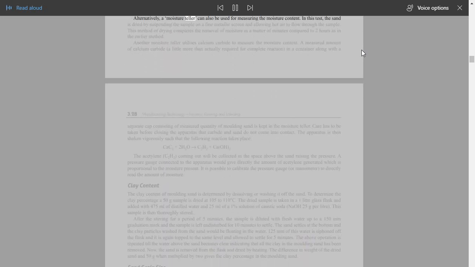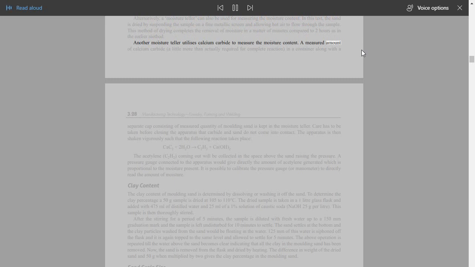Alternatively, a moisture teller can also be used for measuring the moisture content. In this test, the sand is dried by suspending the sample on a fine metallic screen, and allowing hot air to flow through the sample. This method of drying completes the removal of moisture in a matter of minutes compared to 2 hours as in the earlier method. Another moisture teller utilizes calcium carbide to measure the moisture content.